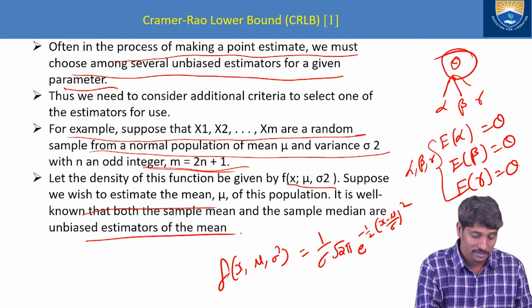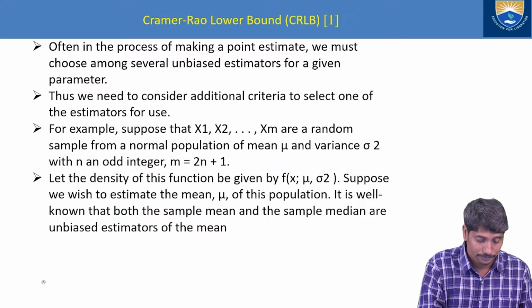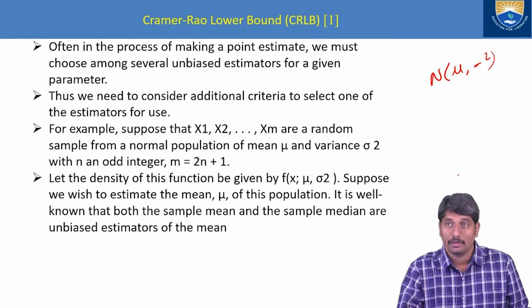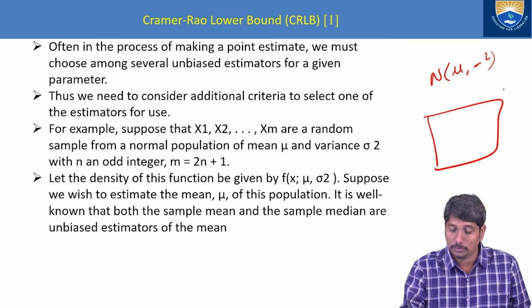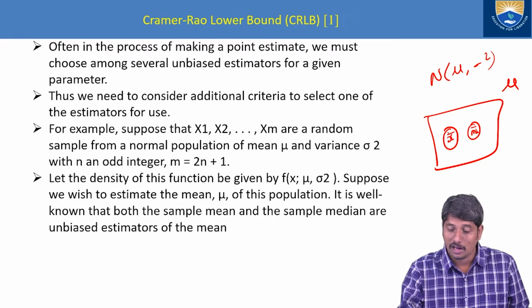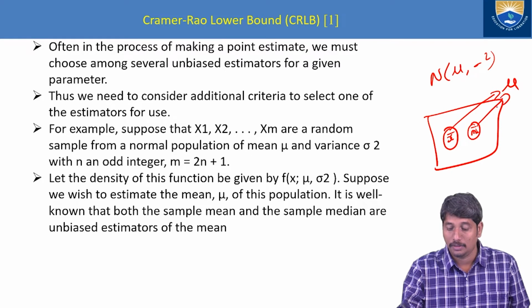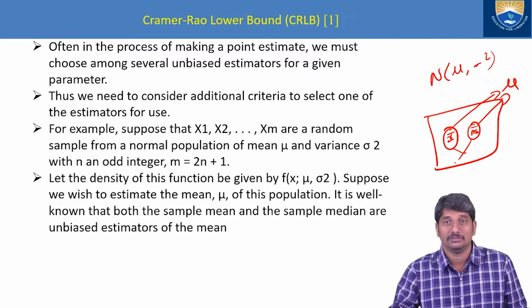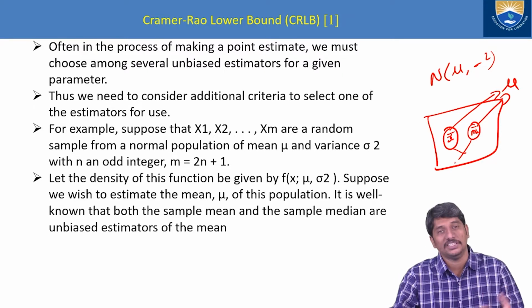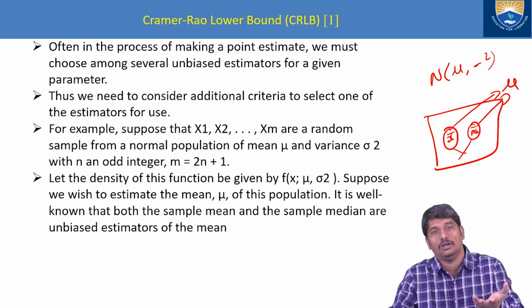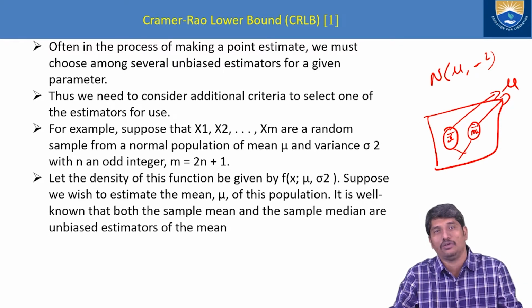That means he is saying that for a normal distribution with mean mu and variance sigma square, both the sample mean and sample median are unbiased estimators of the population mean. Both are unbiased. So how to pick the best one, or how to pick the more efficient one? When there are two choices, how to pick the better choice which gives you a more accurate estimation of theta?